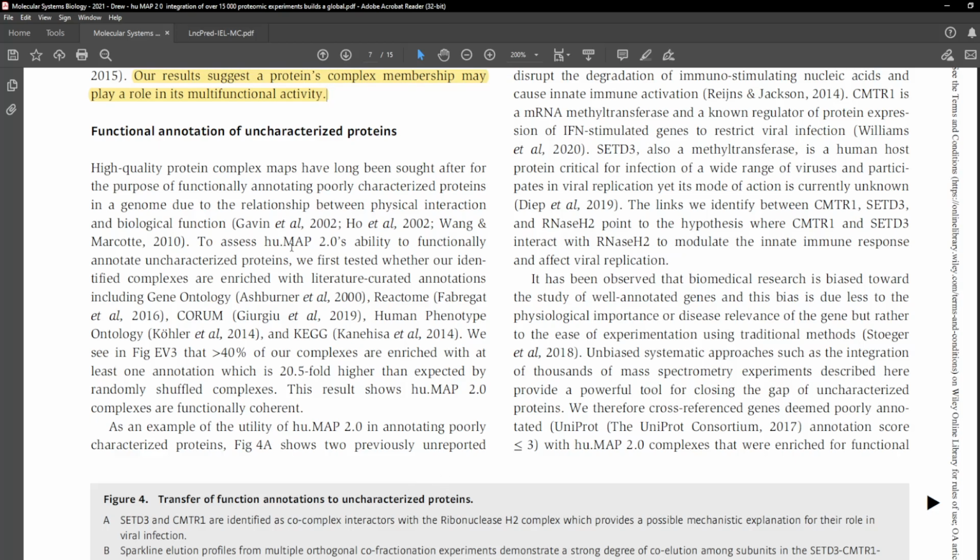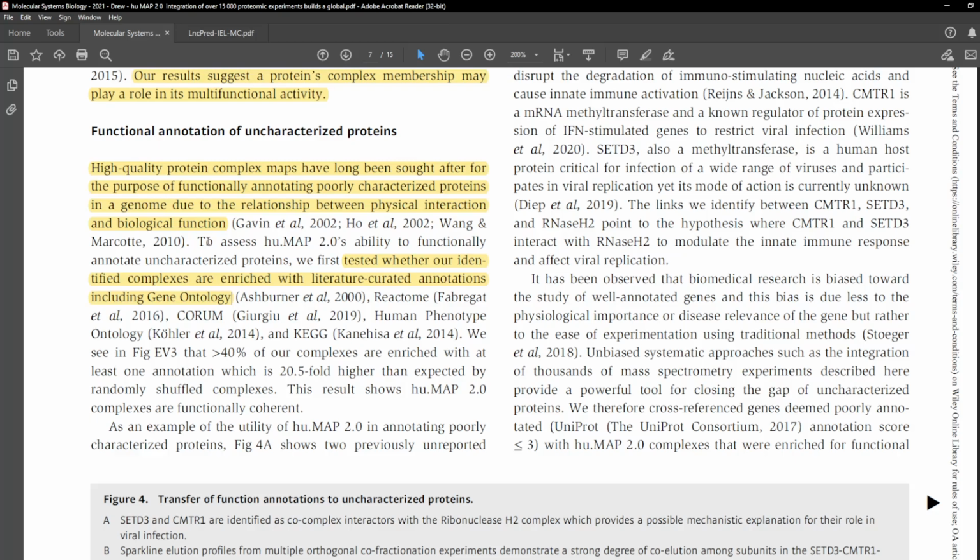High-quality protein complex maps have long been sought after for the purpose of functionally annotating poorly characterized proteins in a genome due to the relationship between physical interaction and biological function, Gavin et al., 2002, Ho et al., 2002, Wang and Marcotte, 2010. To assess Hu.MAP 2.0's ability to functionally annotate uncharacterized proteins, we first tested whether our identified complexes are enriched with literature-curated annotations including Gene Ontology, Ashburner et al., 2000, Reactome, Fabregat et al., 2016, CORUM, Giurgiu et al., 2019, Human Phenotype Ontology, Köhler et al., 2014, and KEGG, Kanehisa et al., 2014.